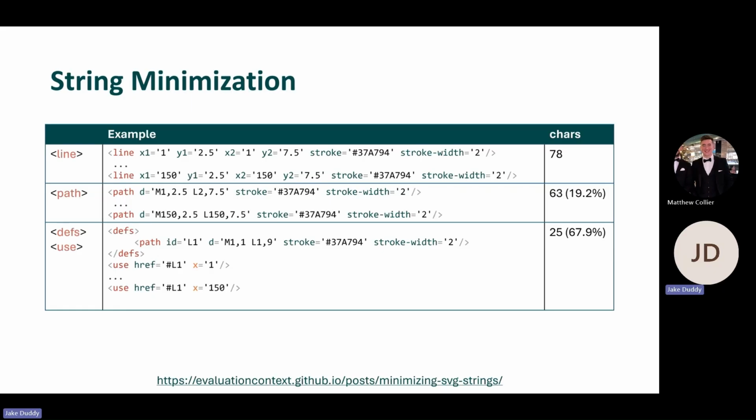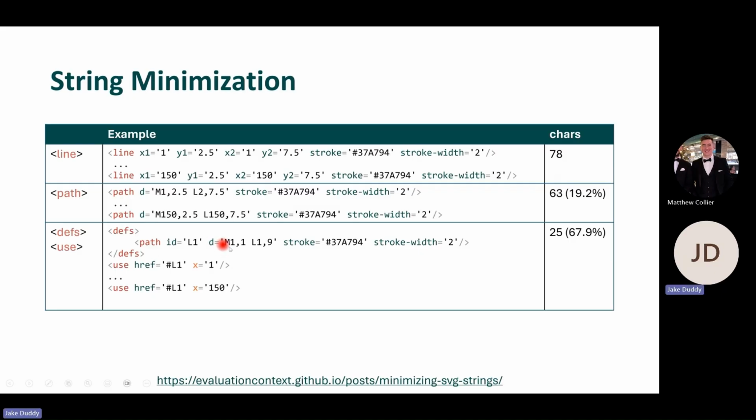So if we look at this first one, this was what I was using before. I was drawing just regular lines. So each line ended up being, on average, about 78 characters. If we use path instead, which is very similar, but slightly more condensed, we get a 20% savings, which is great. But there's this really nice concept of using defs. In this case, we're defining an item. So we have this L1 item.